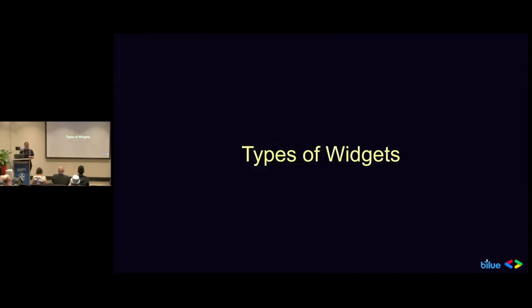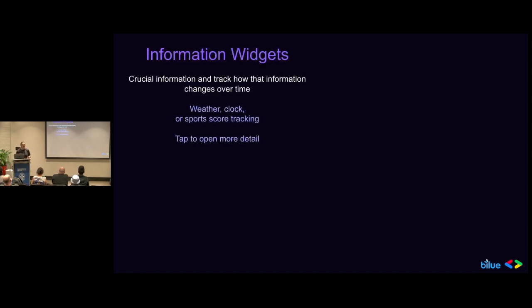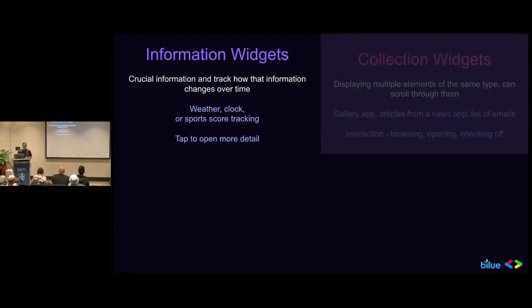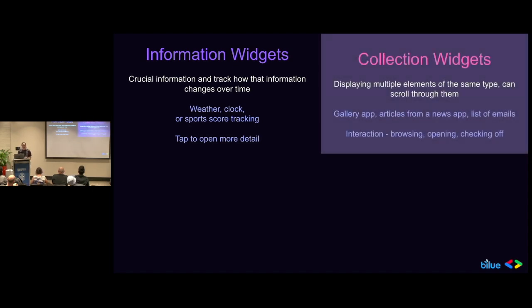There are lots of different types of widgets that you might need to think about if you want to start building them. Informational widgets, so these are the ones that have crucial information, track how information changes. Could be something like your weather, which I'm sure we all have on our devices, even something like sports score tracking. Generally, you tap to open more detail.